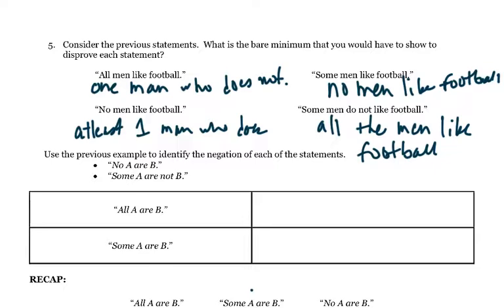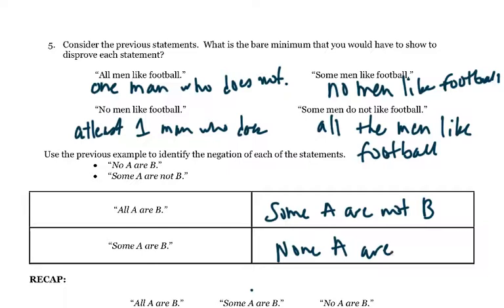Negation of all of something is that some are not. And the negation of some are is that none. So not one of A are B. None of A are B. So these are negations of one another. Each of these negates the one that the arrow is pointing at.